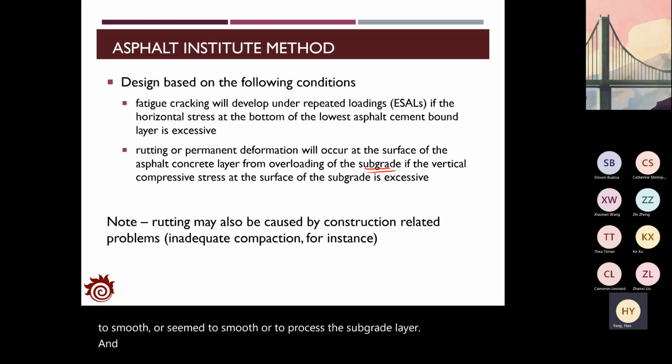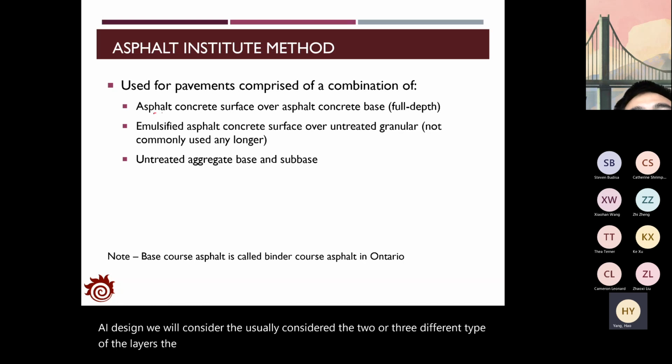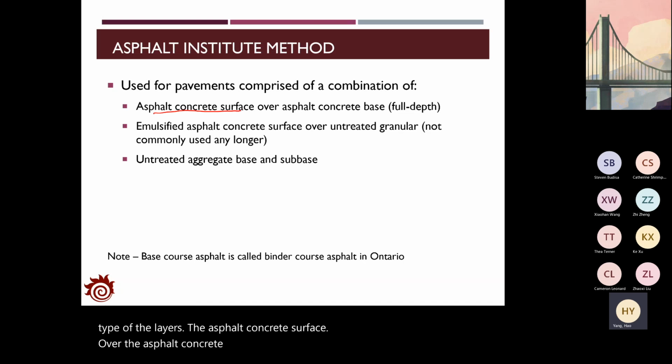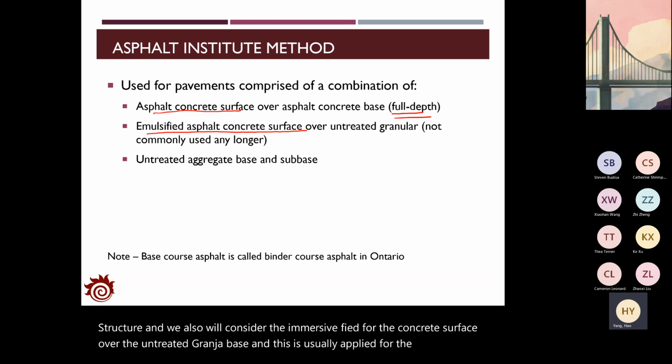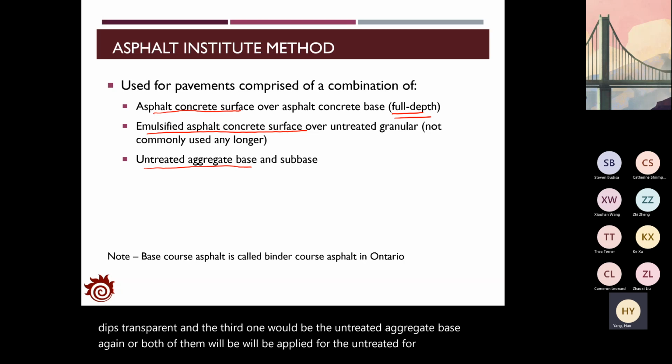We also need to understand the features or characteristics of the subgrade soils. For the AI design, we will usually consider three different types of layers. The first is the asphalt concrete surface over the asphalt concrete base layer, which is called the full depth structure. We will also consider the emulsified asphalt concrete surface over the untreated granular base, which is usually applied for the deep strength pavement. The third one would be the untreated aggregate base. Again, both of them will be applied for the deep strength asphalt pavement.